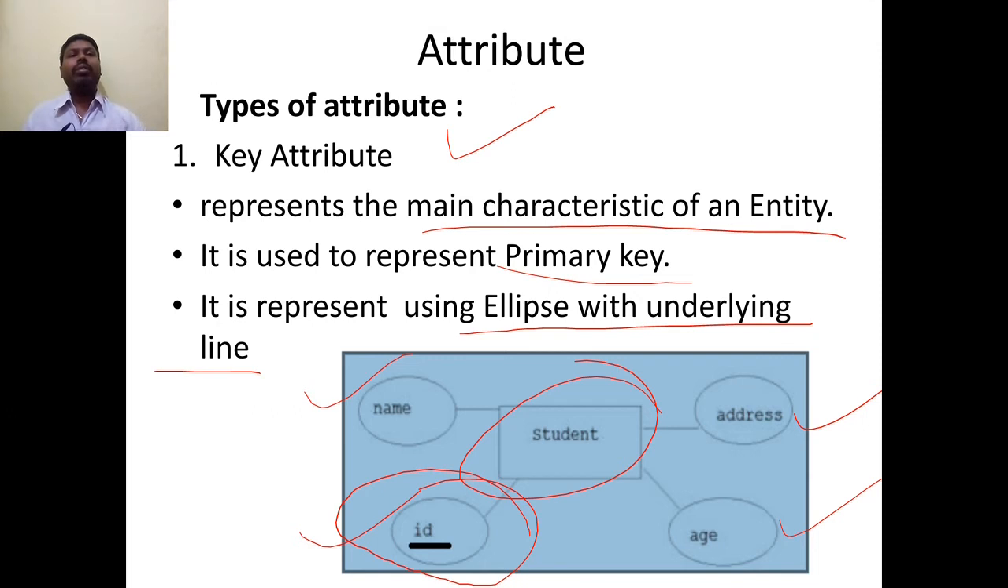So what is a key attribute? It is the main characteristic of an entity and it is used to represent the primary key. How do we represent it? We represent it using an ellipse with an underline.